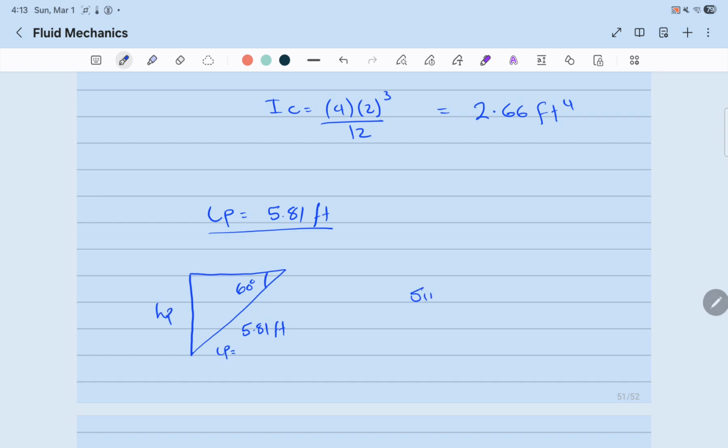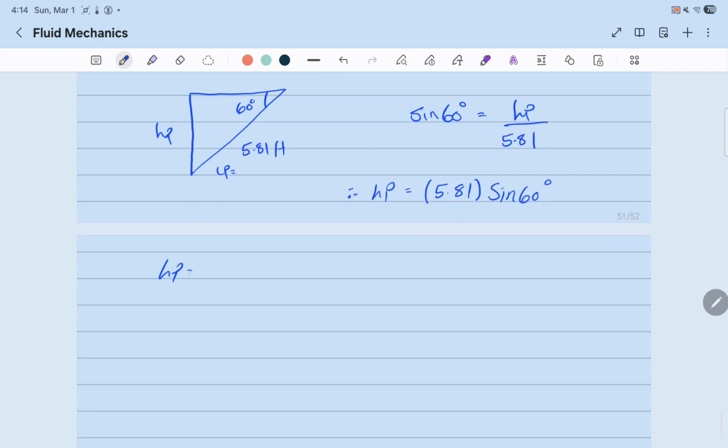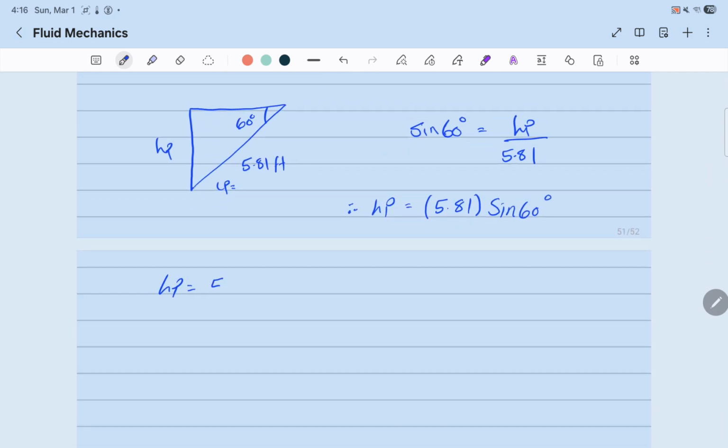HP. Therefore, sine 60 equals, this looks like a 68. Let me just fix that. Sine 60 equals opposite, which is HP over hypotenuse, 5.81. Therefore, HP equals 5.81 times sine 60. That will give us 5.03 feet. Now, this is the depth from, so if we look at it like this, let me just go back.